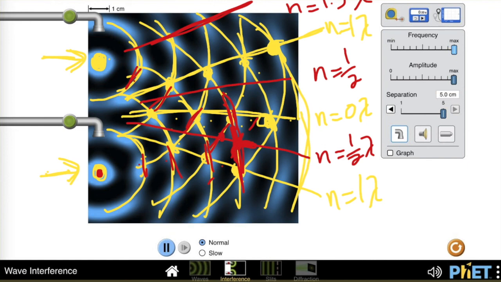Hopefully that makes sense. I'm going to have another video, I think, that's going to try to have somebody else show you that and see if that makes a little bit more sense to you. But hopefully you have a little bit more understanding about interference.